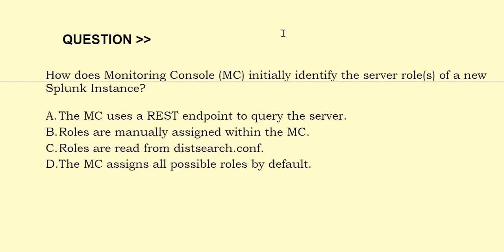Our first question is: how does Monitoring Console, MC, initially identify the server roles of a new Splunk instance? Option A: the MC uses the REST endpoint to query the server. Option B: roles are manually assigned within the MC. Option C: roles are read from distsearch.conf. Option D: the MC assigns all possible roles by default.